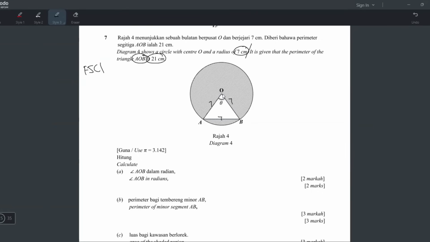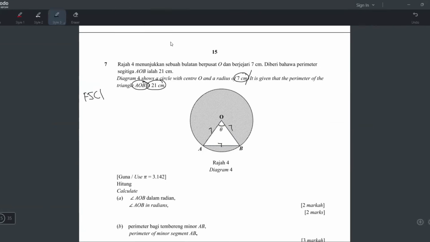And tell me, what's so special about the equilateral triangle? If it is an equilateral triangle, all three sides are the same, which means all three angles are also the same. And this angle will be 60. Yeah, because the total angle for a triangle is 180. So when you divide by 3, you get 60, 60, 60.